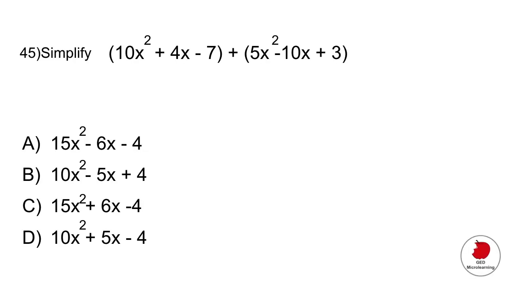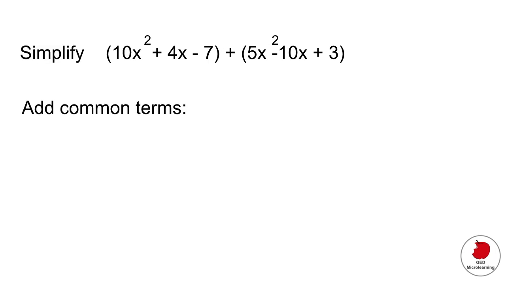Okay, so this question is asking you to simplify this expression, and it looks really messy, but as long as you keep on top of things, it should be pretty straightforward. So remember, whenever you have an expression like this, you have to add common terms. That means you add all the numbers that have the same exponent together. For example, in this case, we have 10x squared plus 5x squared. Those would be common terms. That gives us 15x squared.